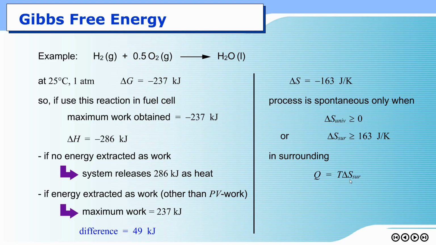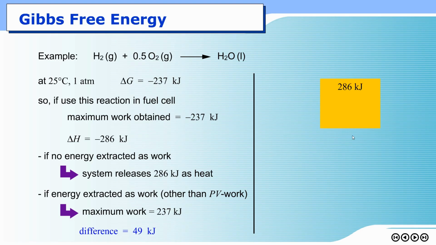Okay? So if I take delta S of the surrounding to be 163 and assume that the temperature of the surrounding is 25 degrees Celsius, in thermal equilibrium with our system here, then we can calculate the amount of heat required, and that would be 49 kilojoule. And you can see 49 kilojoule here in red and 49 kilojoule here in blue are exactly the same. What does it mean?